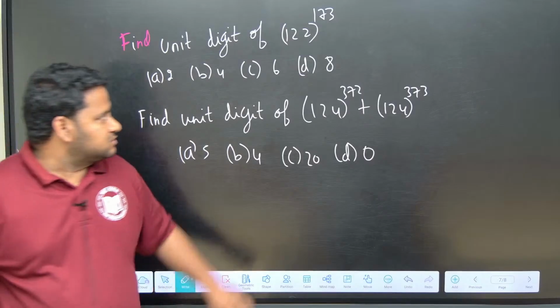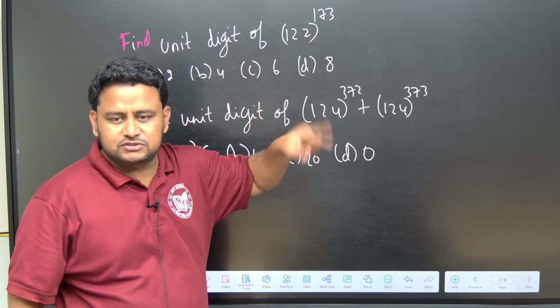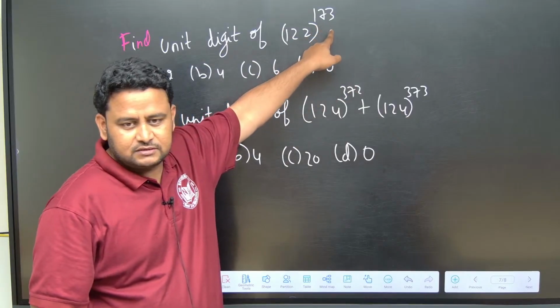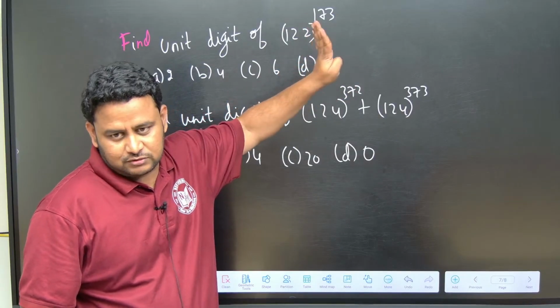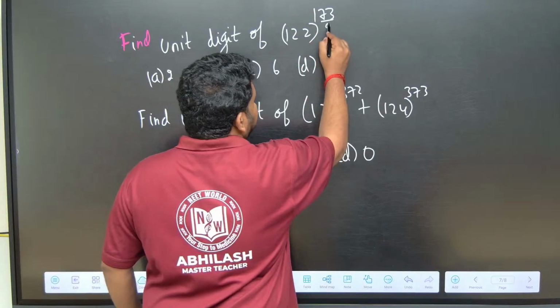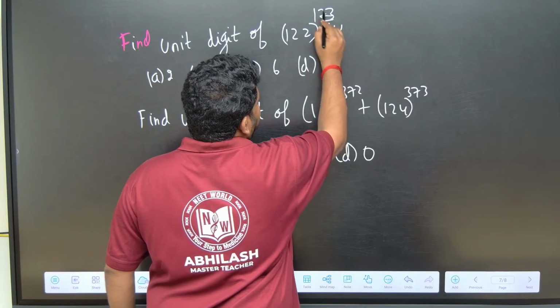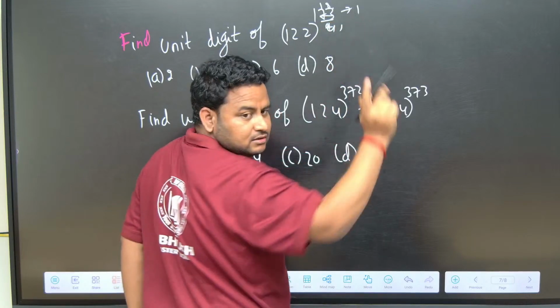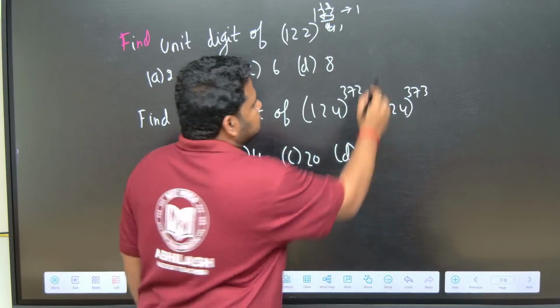So how to solve this? For the first question, unit digit is 2, which means we have to use cyclicity by 4, that formula, correct? So here we have 73. This 73 we have to divide by 4. If I divide by 4, what am I getting? 4 ones are 4, 4 8s are 32, with the 3 there. The remainder I am getting is 1.